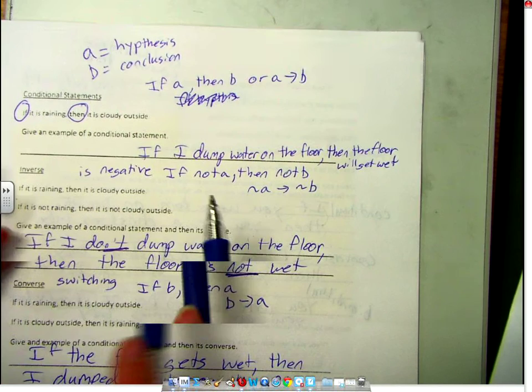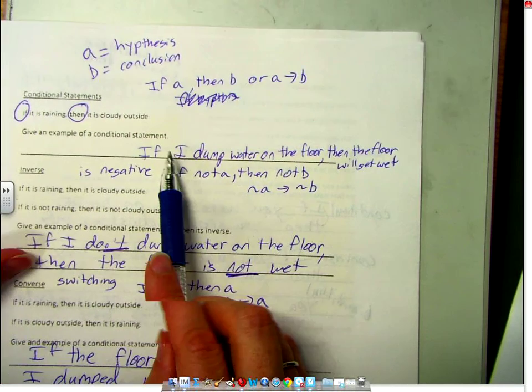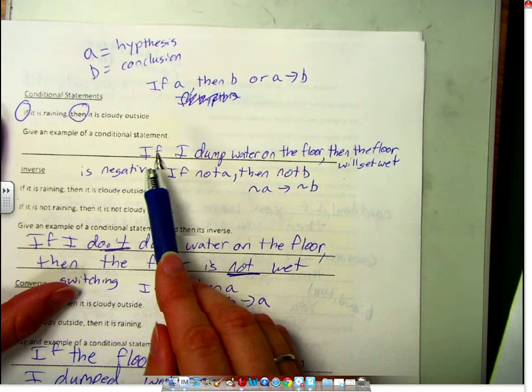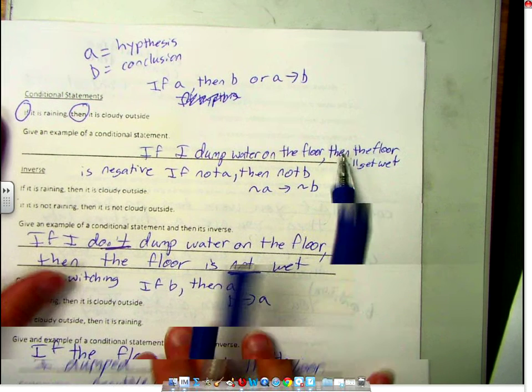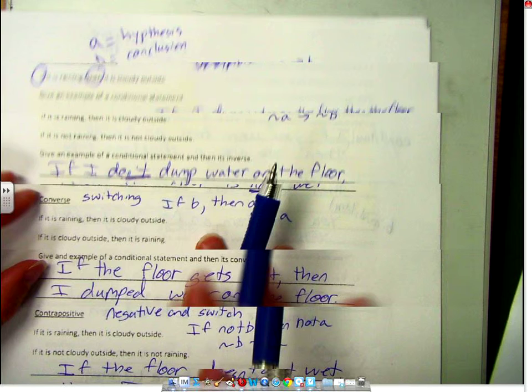This is my example. If I dump water on the floor, then the floor will get wet. Everybody's is going to be different, right? Because you have to do this on your own. But I've got the if, I've got the then. So now I'm changing it to the inverse. If I don't dump water on the floor, then the floor is not wet.